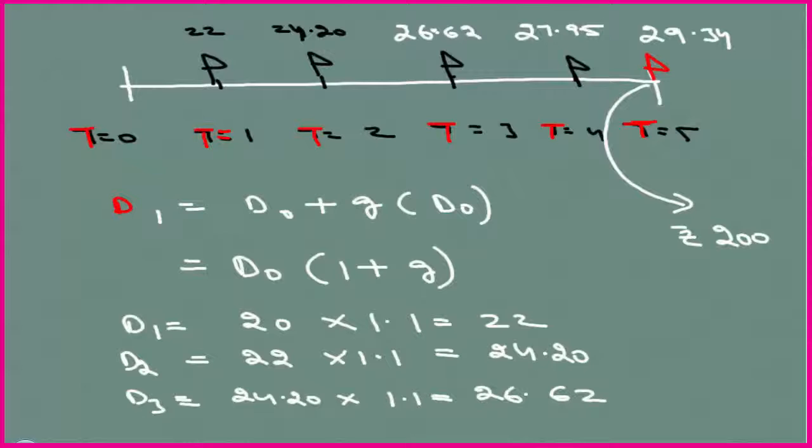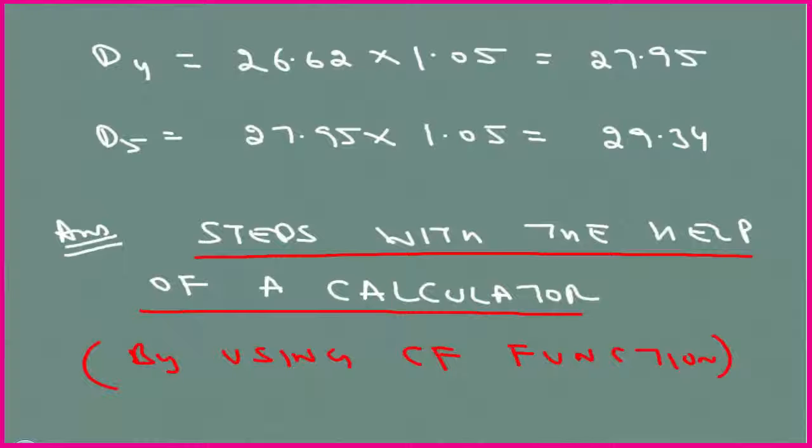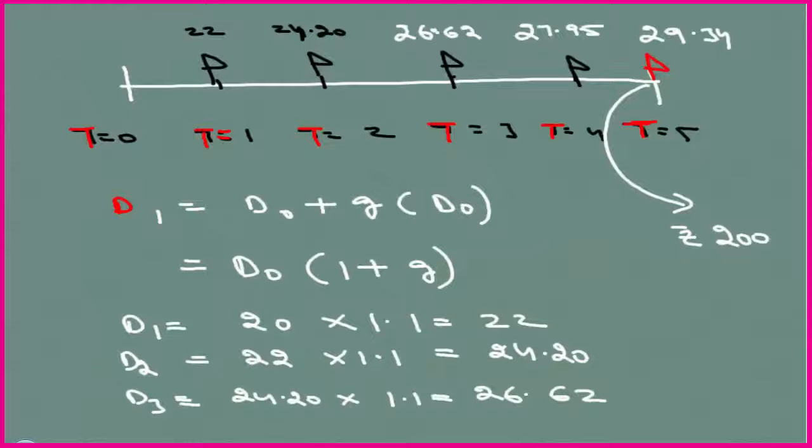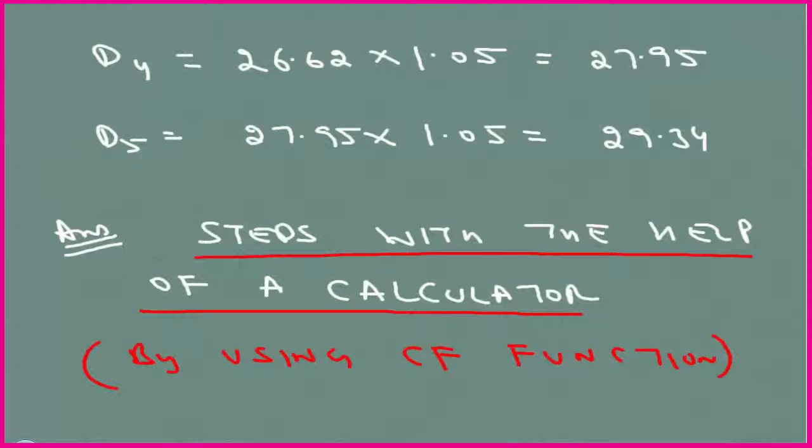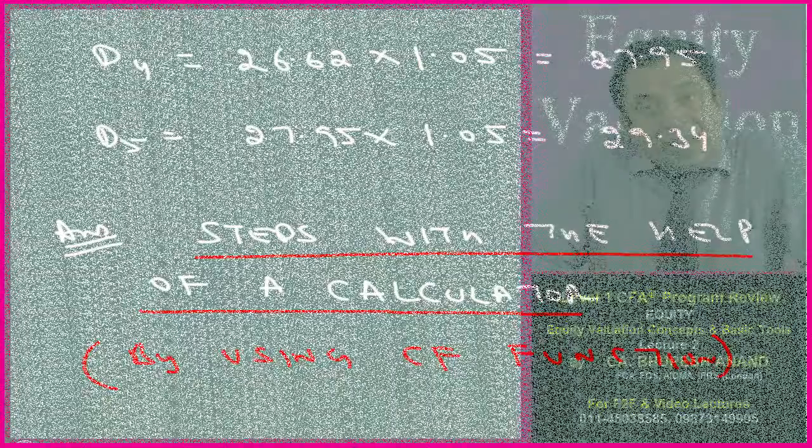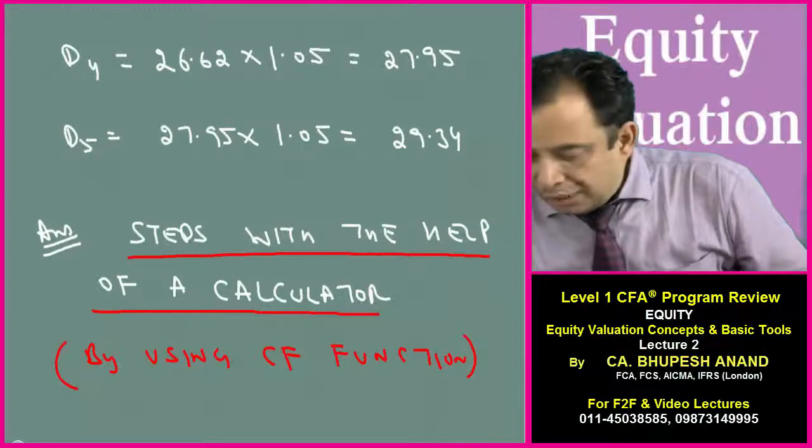So like this, I have calculated $22, $24.20, $26.62, 29.34. So these calculations are very easy. Just firstly write down and please calculate with the help of your calculator whether I have written this or not. D1 22, D2 24.2, D3 26.62, D4 27.95, D5 29.34. Now, after I have calculated all these, I have prepared a timeline.